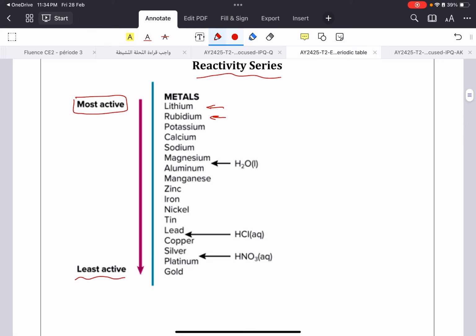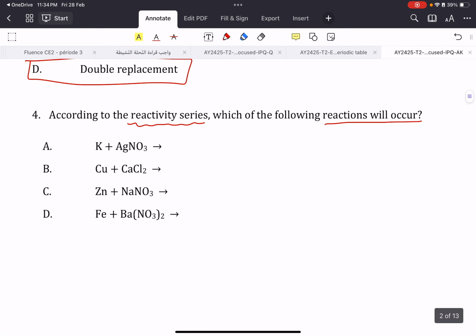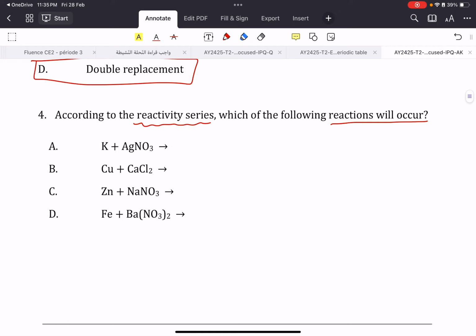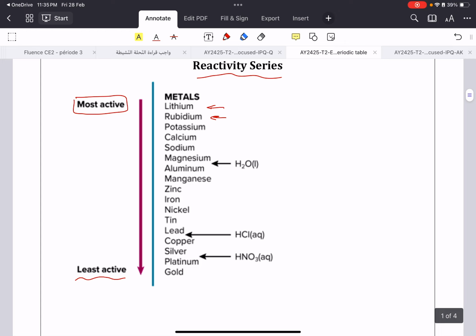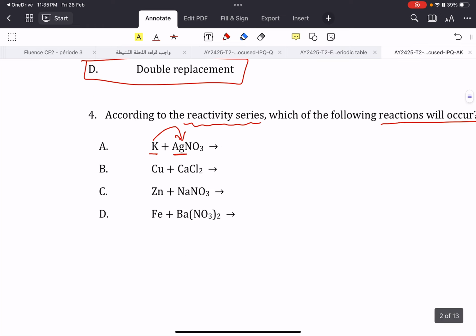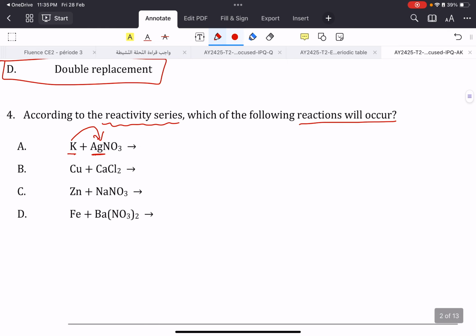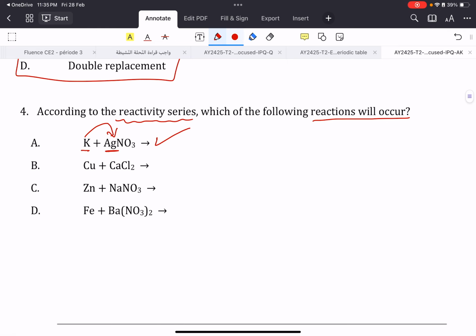So let's take the questions one by one. We have potassium, K, and silver nitrate. So can potassium replace silver? When you look at this one, potassium is more reactive than silver. So the answer is yes, potassium can replace silver. So this reaction will occur.